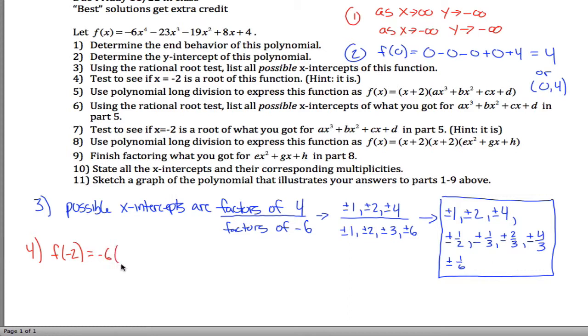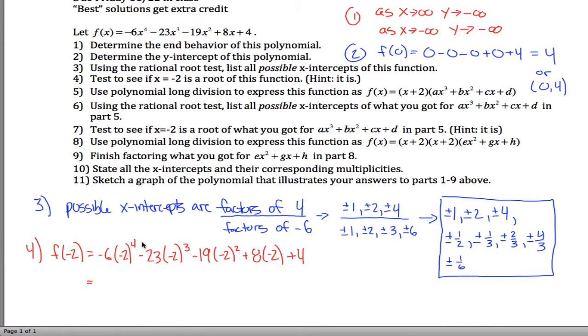Negative 6 times negative 2 to the 4th power. Ooh, that's going to be a lot. Minus 23 times negative 2 to the 3rd power. Minus 19 times negative 2 squared. Plus 8 times negative 2 plus 4.